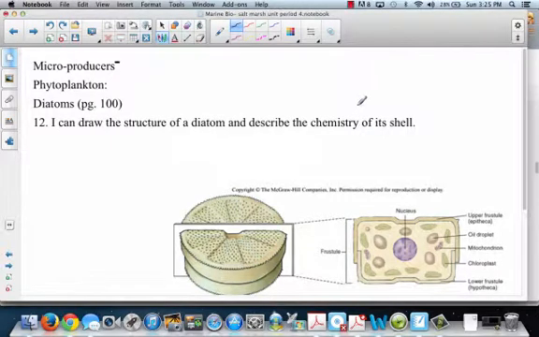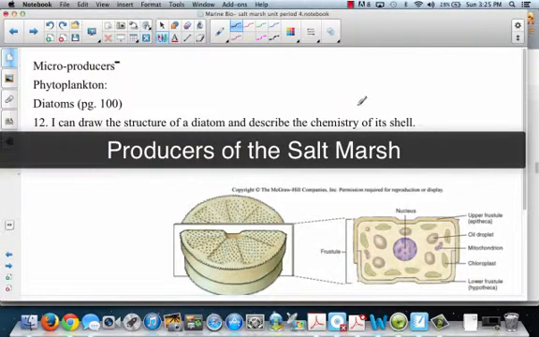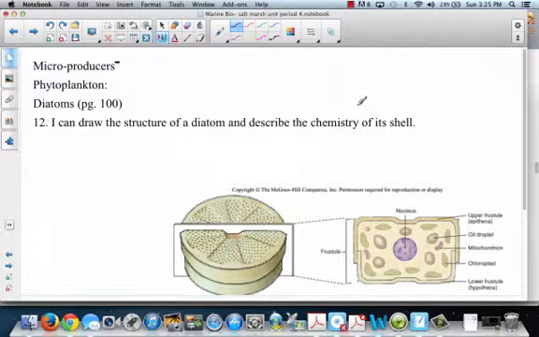In this video, we are going to start to talk about the producers of the salt marsh. We are going to go over objectives 12 through 15. And so I'm going to start with objective 12, which talks about a micro producer, something very small. You need a microscope to see diatoms.